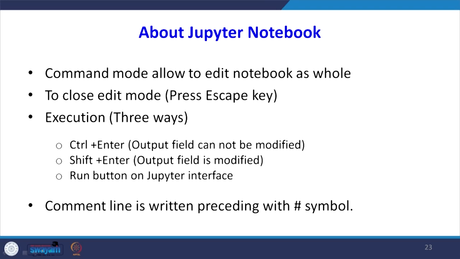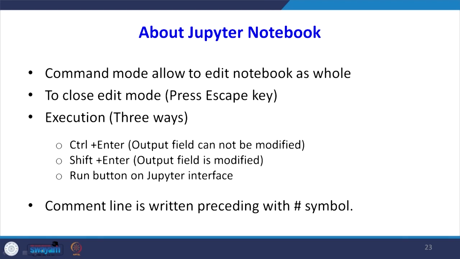To close edit mode, press the Escape key. Execution can be done in 3 ways. You can press Control Enter. What will happen when you press Control Enter? The output field cannot be modified. Another way is to press Shift Enter, where the output field is modified. The third way is the Run button on the Jupyter interface that you can directly click, and then your code will get executed.